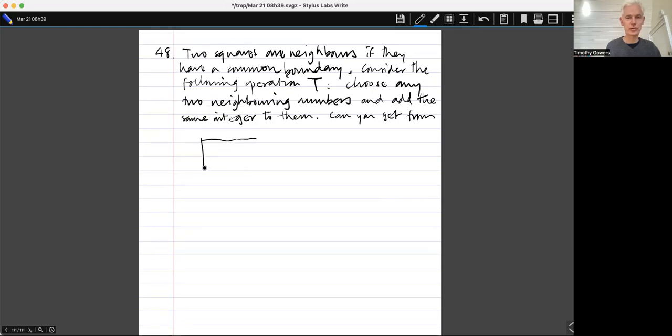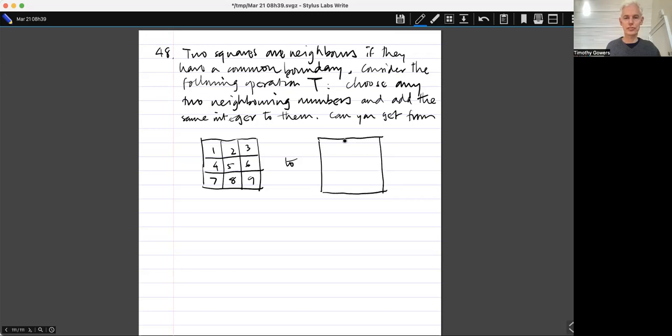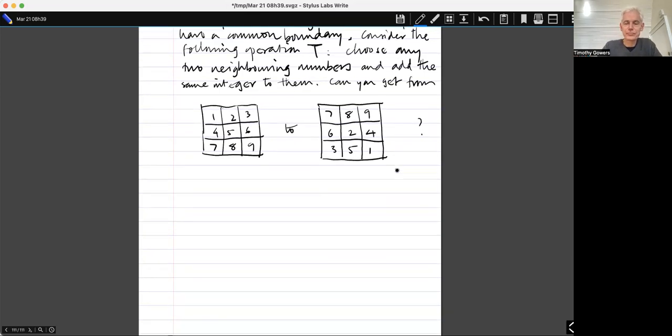So can you get from this, 1, 2, 3, 4, 5, 6, 7, 8, 9, to this? So this looks like a classic think of an invariant problem. So it's a good chance for me to try to be systematic. So 7, 8, 9, 6, 2, 4, 3, 5, 1. Okay, I like that. So I can add any integer, which obviously must be positive or negative, because otherwise the sum would go up all the time, which is obviously not going to happen.